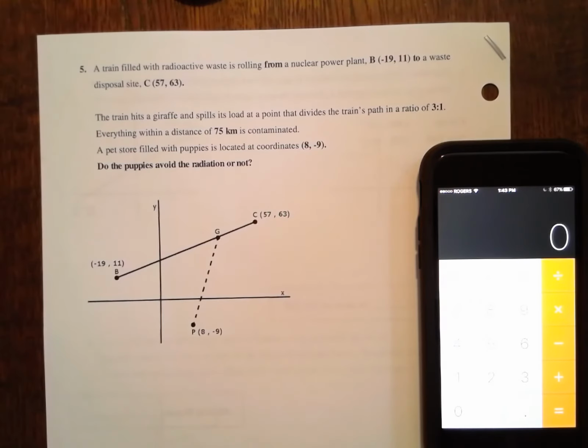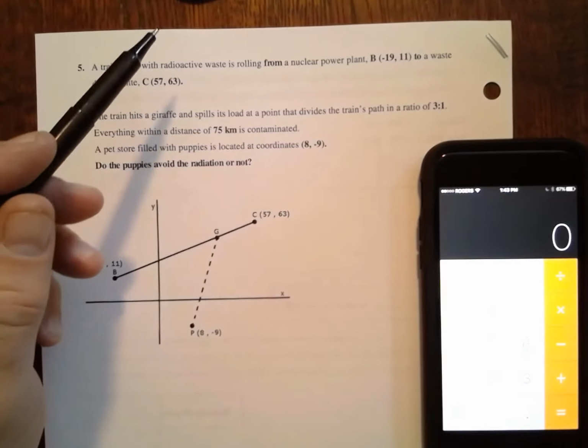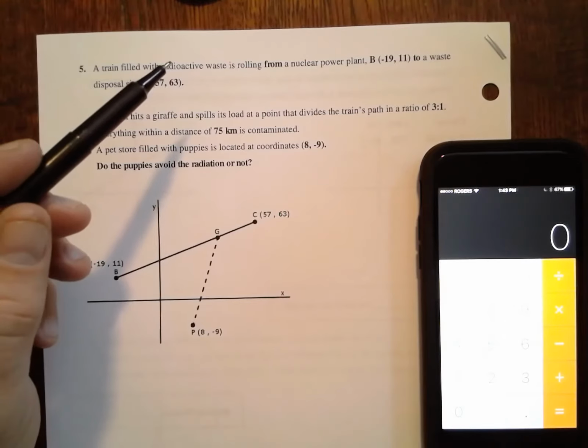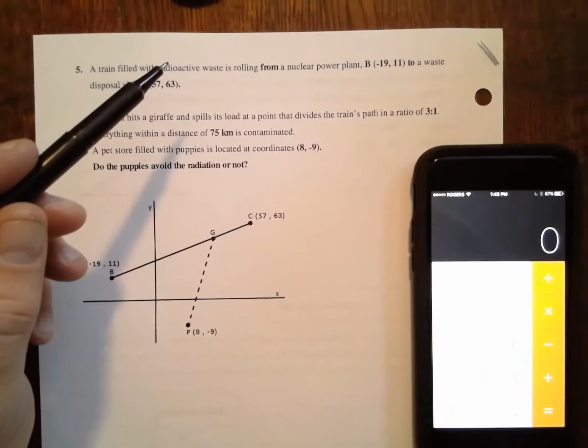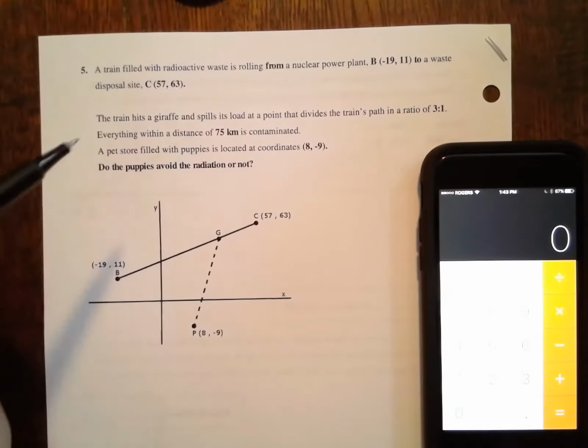Hey guys, so we're looking at the last one. This is for the pretest for midpoint, division, and locate a point. A train filled with radioactive waste is rolling from a nuclear power plant located at B (-19, 11) to a waste disposal site at C (57, 63).